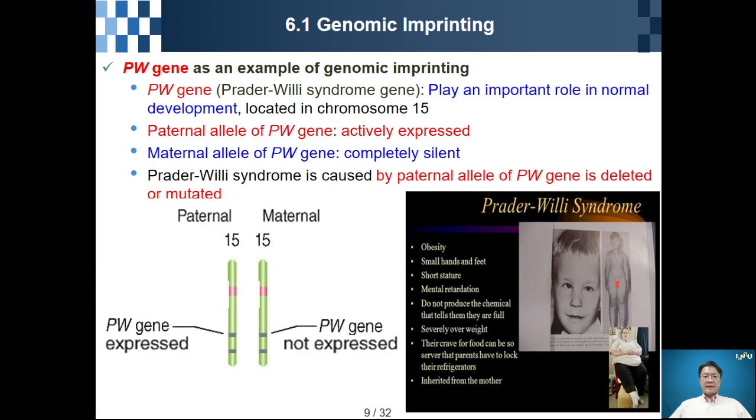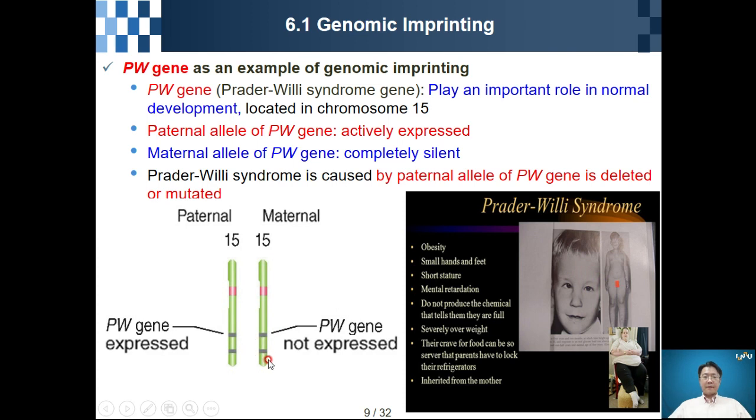In this slide, I will explain the PW gene as an example of genomic imprinting. So what is the PW gene? The full name of the PW gene is Prader-Willi syndrome gene. This gene plays an important role in normal development, and this gene is also located on chromosome 15. The PW gene is located here, and the AS gene is located here.